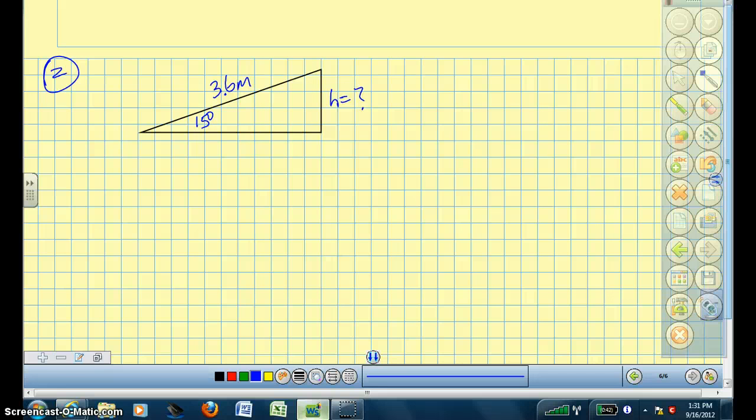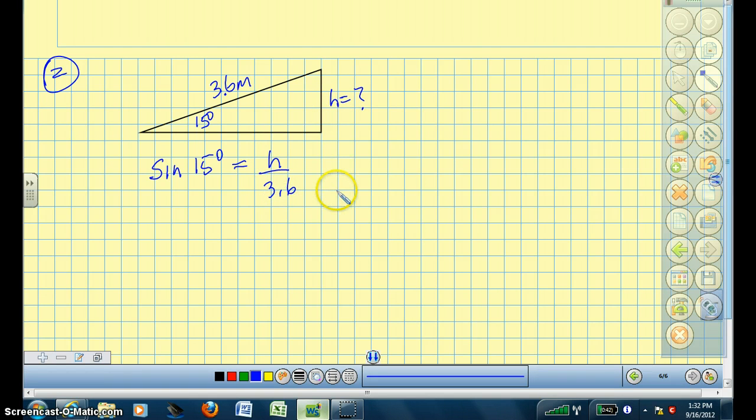So for the second example, a little bit different. So now we're given the measure of theta, or we're given the measure of the angle of elevation as 15 degrees. We still have the hypotenuse at 3.6, and now we want to find the height. Okay, so again, we're still using the same trig ratio of sine. So this time it's sine 15 degrees, and it's equal to, remember, opposite over hypotenuse. In this case, opposite is labeled as the height, and 3.6.